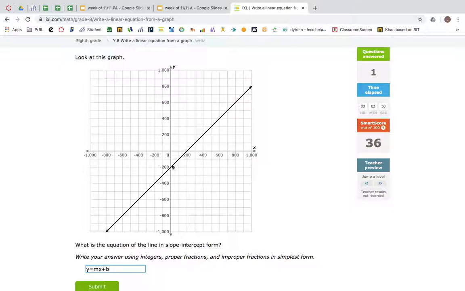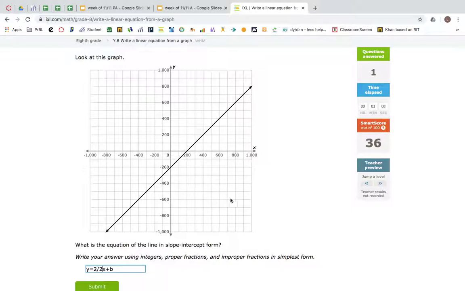It looks like basically every point I have to choose from here is a perfect point, so I can pick any two. Let's say I pick this one and this one. Then my rise would be 1, 2. And my run would be 1, 2. So the fraction for the slope would be 2 over 2.